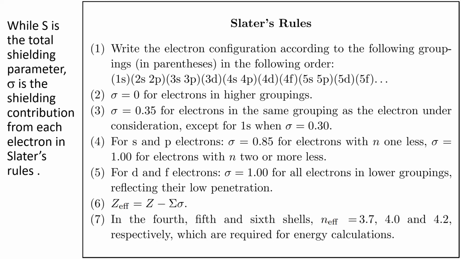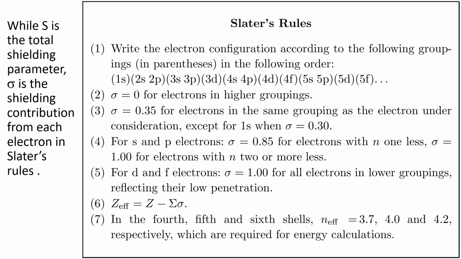So this is essentially saying that if you're looking at the shielding that an electron experiences, then an electron in a shell outside it isn't going to shield it at all. So in other words, if you're a 2s electron, then a 3s electron isn't going to shield you from the nucleus at all. So that's sigma equals 0. That's no shielding contribution from an electron in a higher grouping.